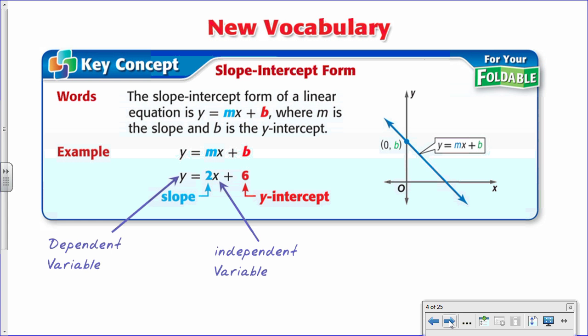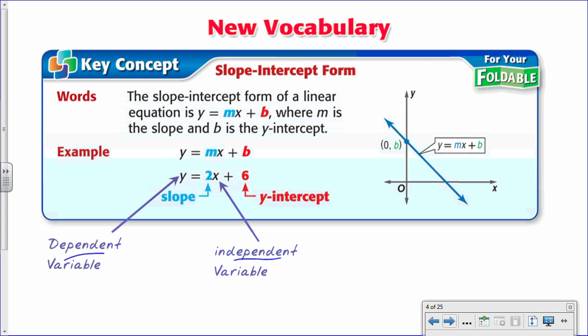Okay, find this key concept box. It should be at the very top, right? Or where you did your objective and your task skill. A couple of things that you don't have on there that you need to go ahead and write on there. One is dependent variable and independent variable.